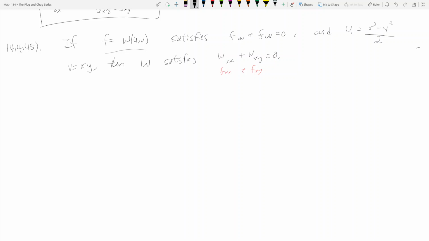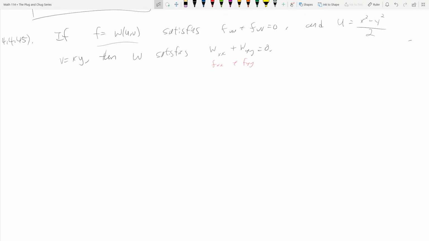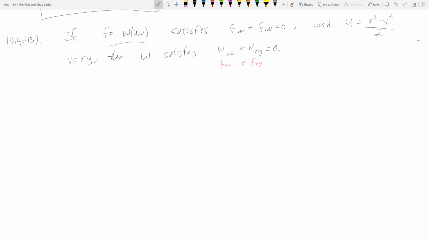And at first glance, this doesn't seem too bad, right? Because what do we do? Well, it looks like we need to show that w sub xx plus w sub yy is equal to 0. So it looks like I just need to take a bunch of derivatives, right? And what does that mean? Well, let's start out then, and I want to find w sub xx, but to do that first, I need to take w sub x, right? I need to take the partial with respect to x.